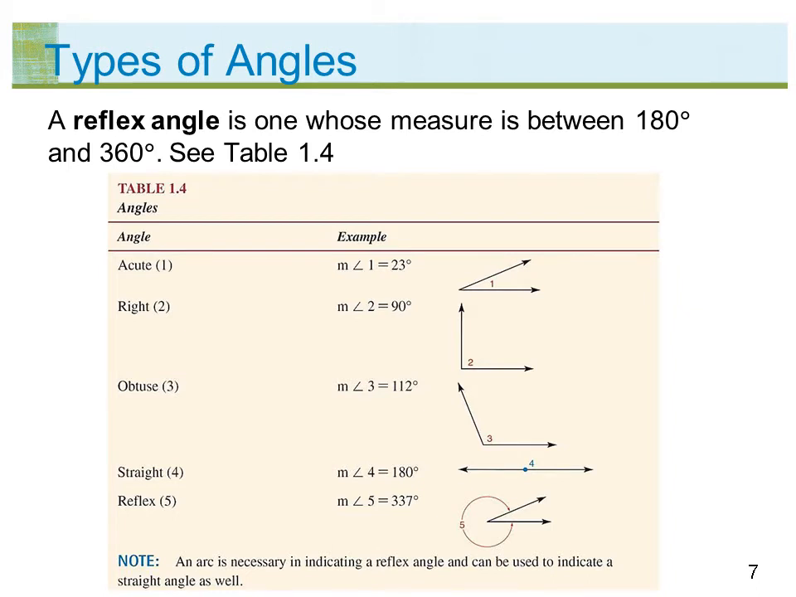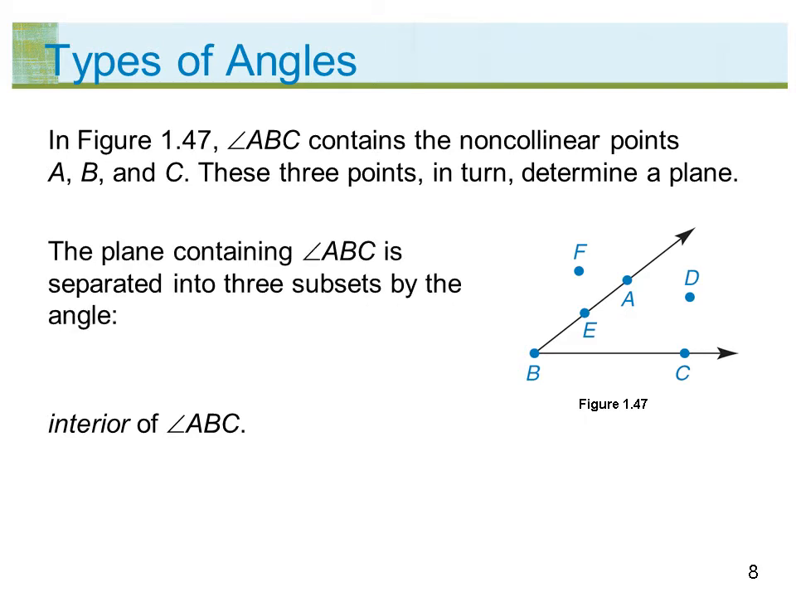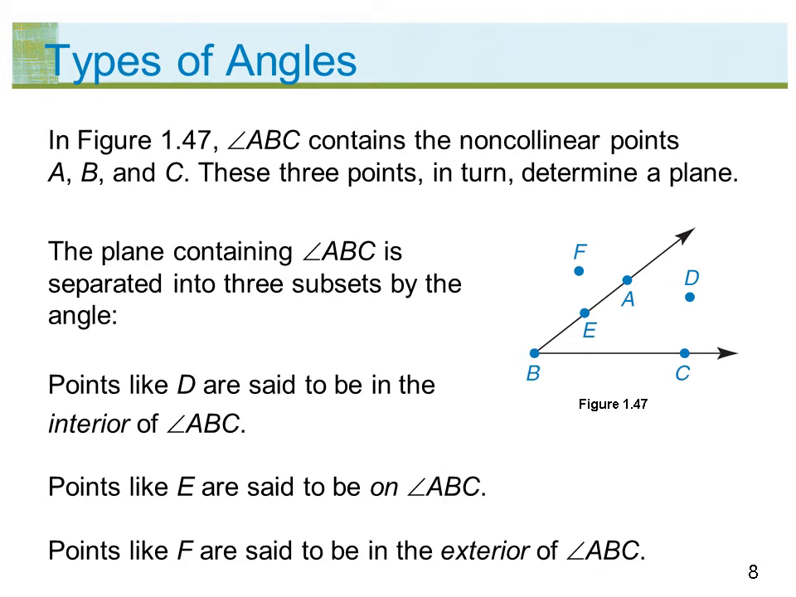See Table 1.4. In Figure 1.47, angle ABC contains the non-collinear points A, B, and C. These 3 points, in turn, determine a plane. The plane containing angle ABC is separated into 3 subsets by the angle. Points like D are said to be in the interior of angle ABC. Points like E are said to be on angle ABC. Points like F are said to be in the exterior of angle ABC.